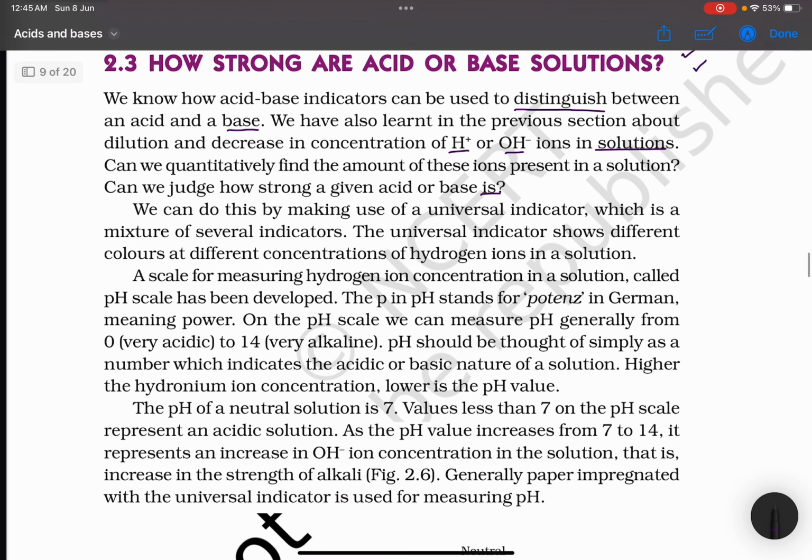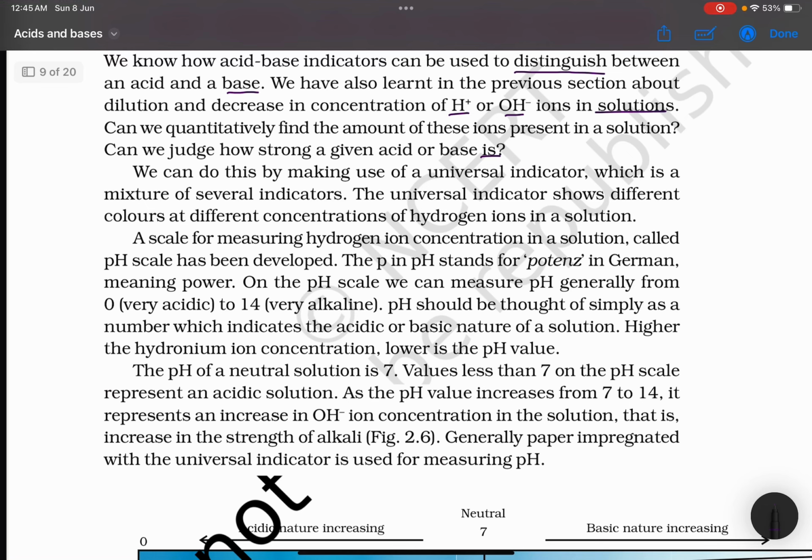Yes, we can. We can do this by making use of a universal indicator, which is a mixture of several indicators. The universal indicator shows different colors at different concentrations of hydrogen ions in a solution. So just based on the color, you can decide what the concentration of H plus ions is.